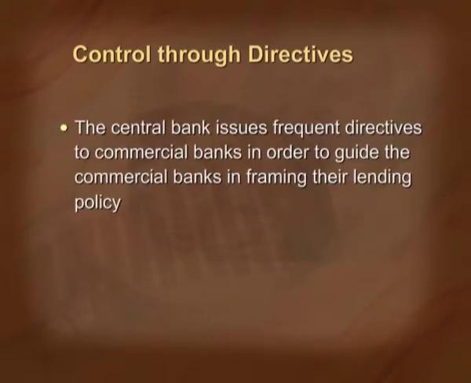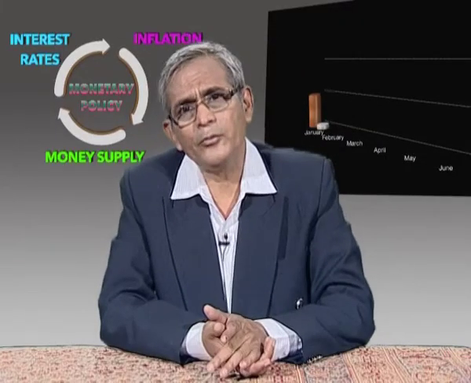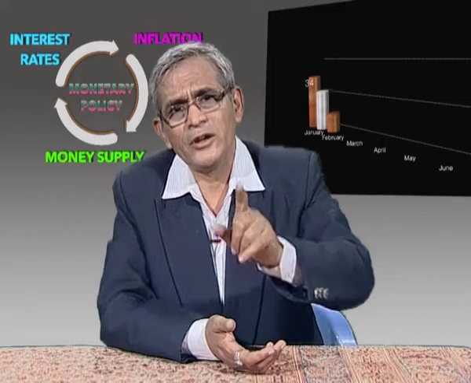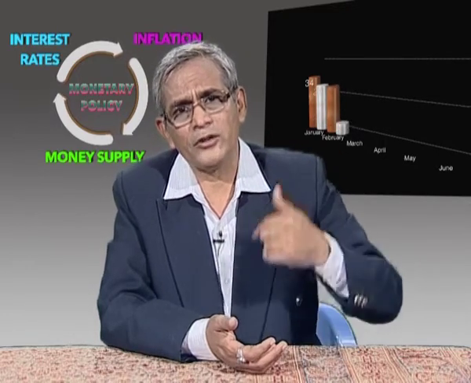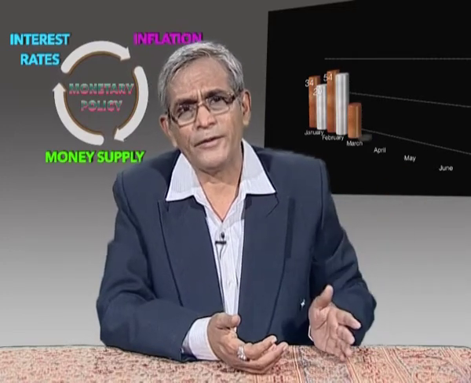Control through directives. Under this technique of selective credit control, the central bank issues frequent directives to commercial banks in order to guide the commercial banks in framing their particular lending policy. Through the issue of such directives, the central bank can influence credit structures and limit the supply of credit for a specific purpose. The Reserve Bank of India may issue directives to commercial banks for not lending loans to speculative sectors such as securities beyond a certain limit, especially when the economy is going through an inflationary phase.